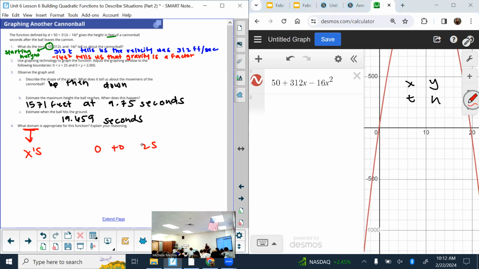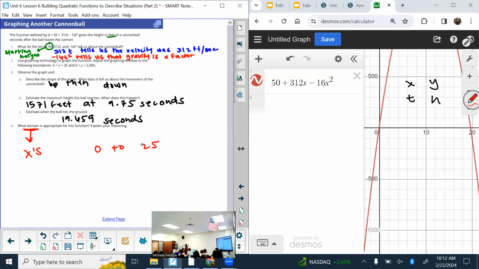About 25 works. It hit the ground at 20 seconds, so you could go a little bit after that. I wouldn't say too much after that. Going up to like 100 would be too much. Going up to 50 even might be too much. But it definitely would start at 0. You shouldn't have a negative time, and it should end about where it hits the ground.